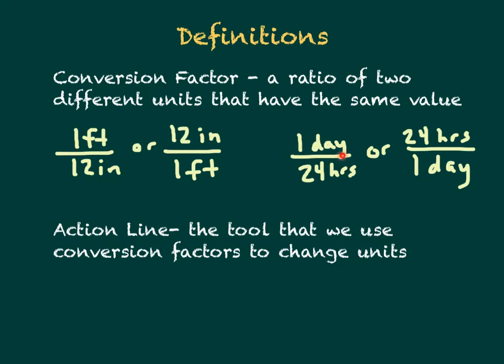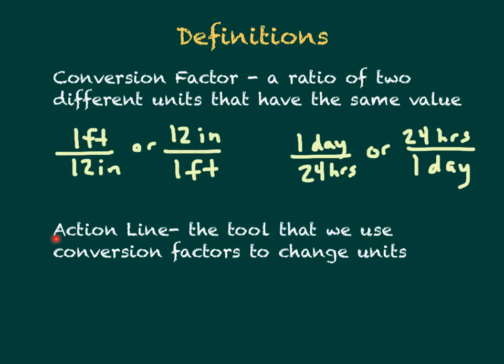Same thing over on this side. 1 day is 24 hours, or we could say 24 hours is 1 day. They're equal to each other in value, although they have different numbers, just like my height. If I said my height was 6'2", or if I said it was 74 inches, that means the same thing.